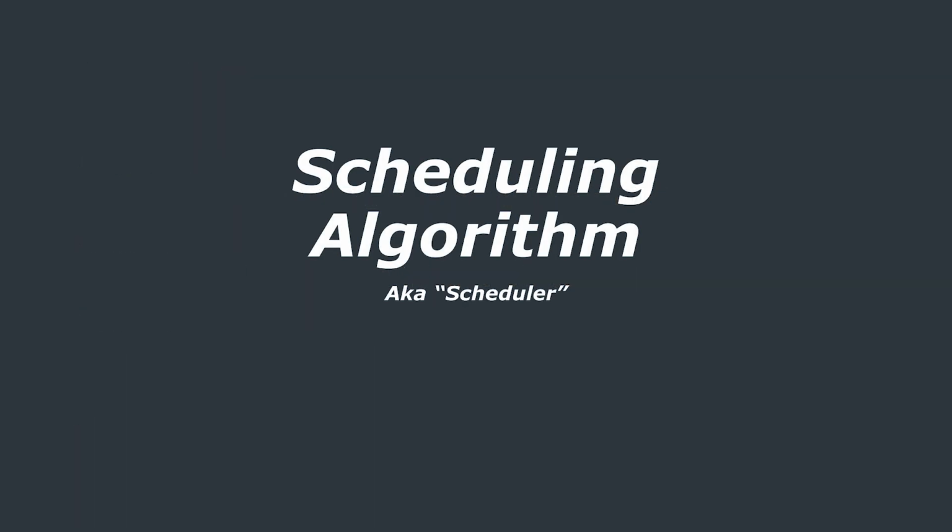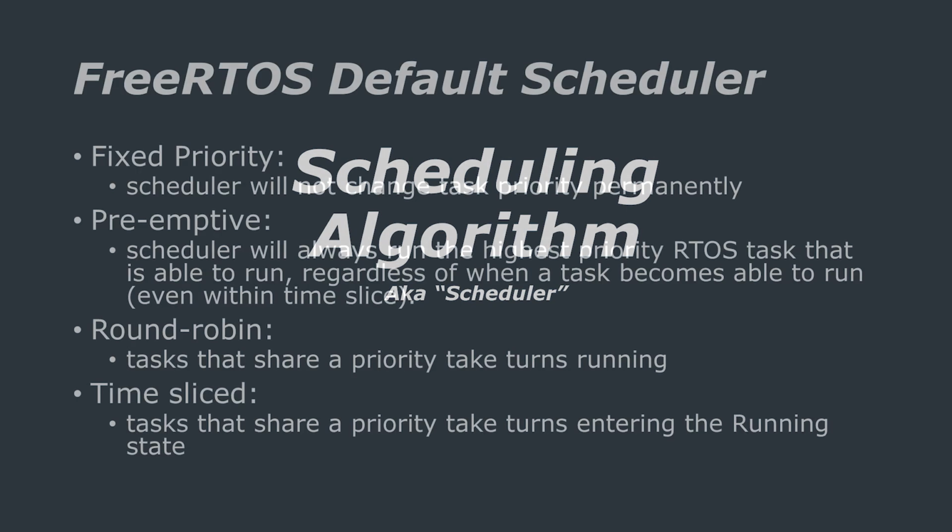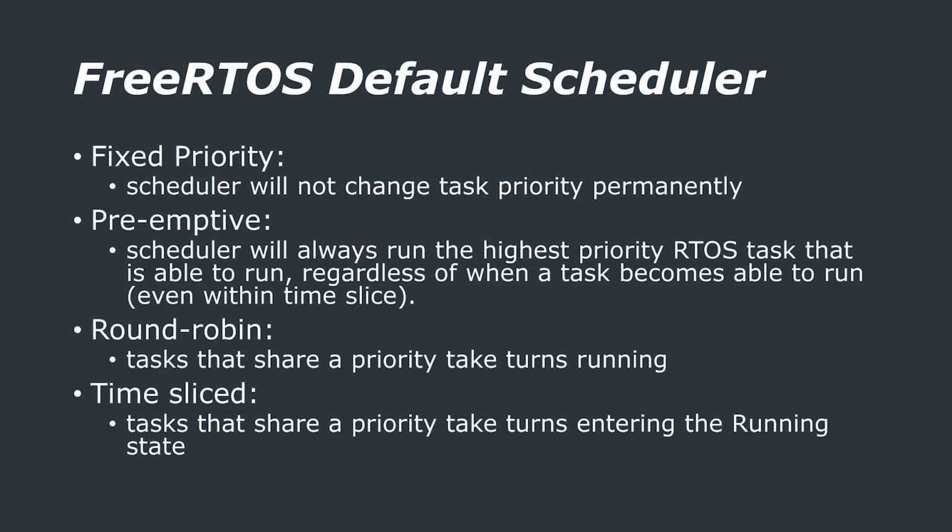The task scheduling algorithm is a software routine that decides which RTOS task should be running at any one time. I might refer to this algorithm as the scheduler throughout this video. There can only be one task running per processor core at any given time, so theoretically the RP2040 can run two tasks truly simultaneously, but that does increase complexity and is a topic for a future video. For now, we're going to use one processor core, so only one task can run at a time.